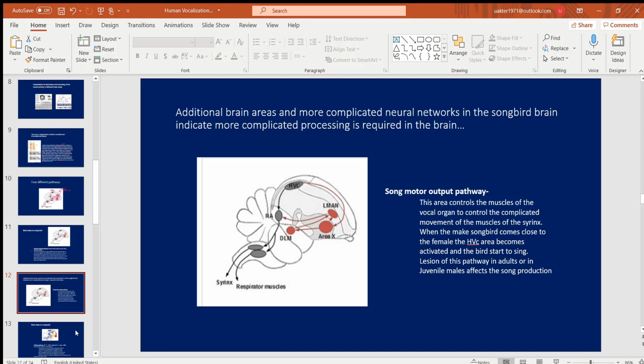This is something interesting. I mentioned that when you make songbirds come close to the female, the HVC, higher vocal center area, becomes activated and the bird starts to sing. Okay, so lesion of this pathway in adults or in juveniles affects the song production, of course, because this area is the motor output area, which is responsible for the production of the song, not the learning.